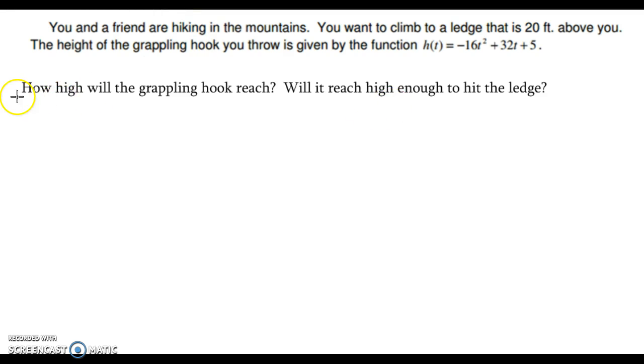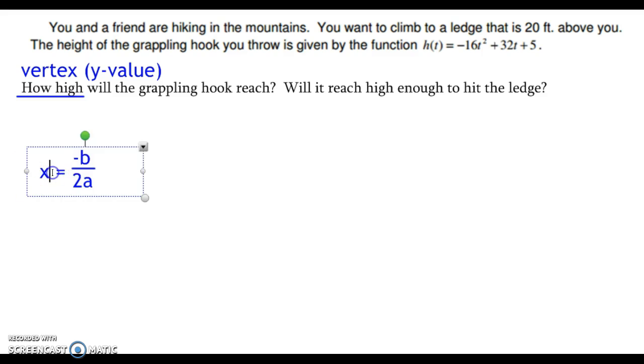So again, we're going to look at the keyword that says how high. In this case, how high is the altitude. The highest point, that's the vertex. We're not talking about the time, we're not talking about the x value, we're talking about the height. So we're going to be using the y value. The first thing we're going to do is take the quadratic equation and identify the vertex and look for its y value. So we're first going to find the x value.